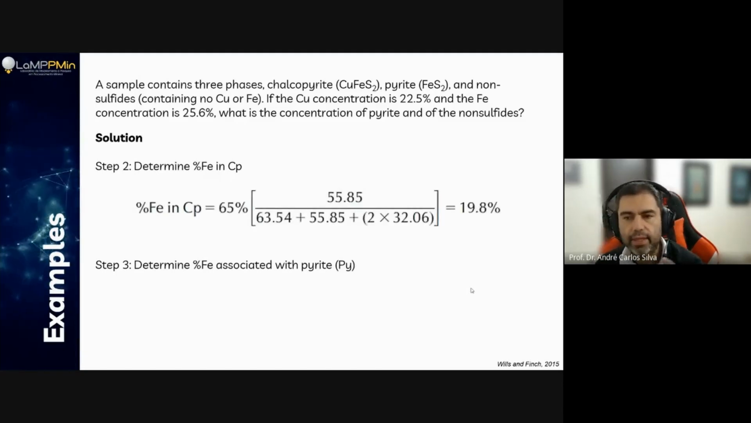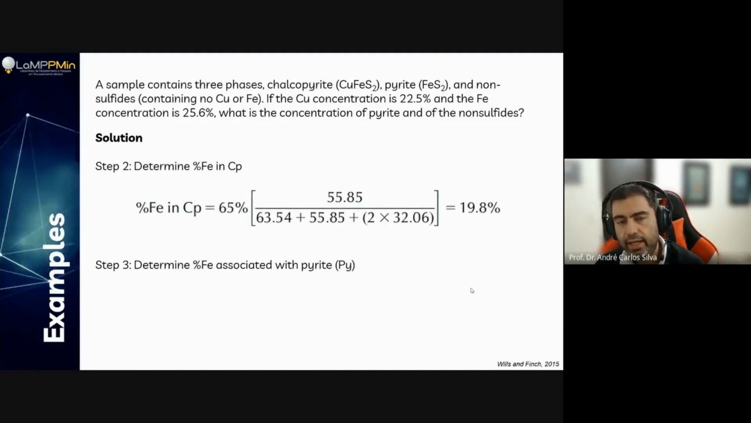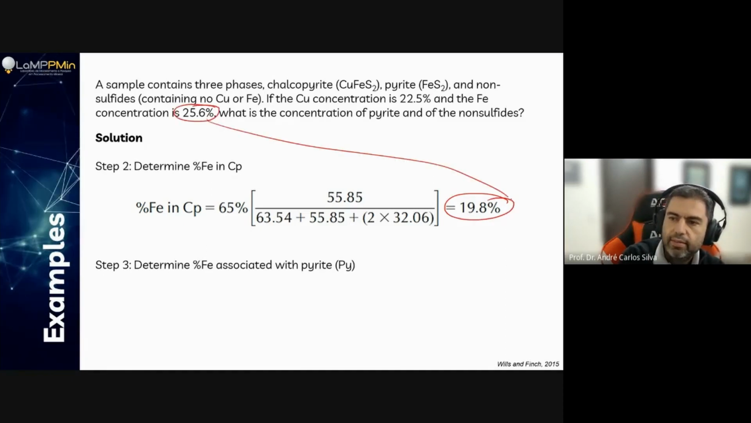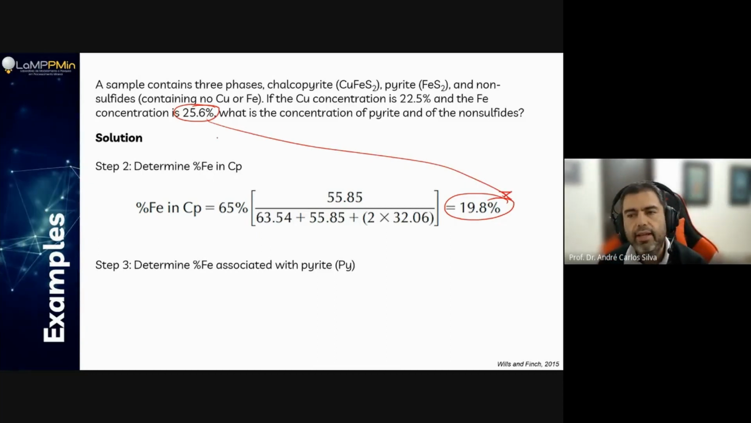So let's make the same calculation. I know that I have 65% of chalcopyrite in our ore. I can easily evaluate how much iron I have in 1 crystal, or 1 mole, of chalcopyrite, and I know for sure that 19.8% of iron is contained in the chalcopyrite. So we can now reduce the amount of iron that I have, which was 25.6, because I know that of this, 19.8 is already in chalcopyrite.